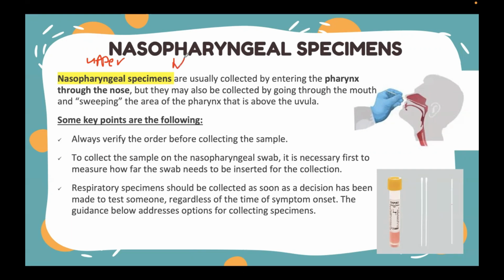So here are some of the key points in collecting your nasopharyngeal specimen or nasopharyngeal swab kung naririnig si NPS. Always verify the order before collecting the sample. To collect the sample of the nasopharyngeal swab, it is necessary first to measure how far the swab needs to be inserted for the collection. Okay, may mga nagsasabi po sa ating literature na 5 to 7 centimeters daw po siya.